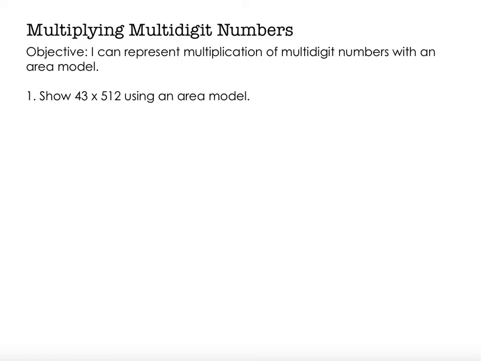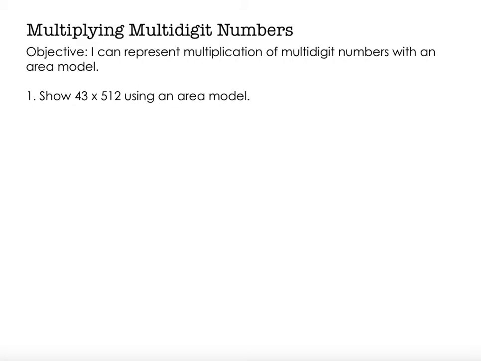We're going to be continuing our understanding of multiplying multi-digit numbers. Multi-digit again means multiple digits, so more than one digit, so two or more digits in each of the factors. The objective says I can represent multiplication of multi-digit numbers with an area model.